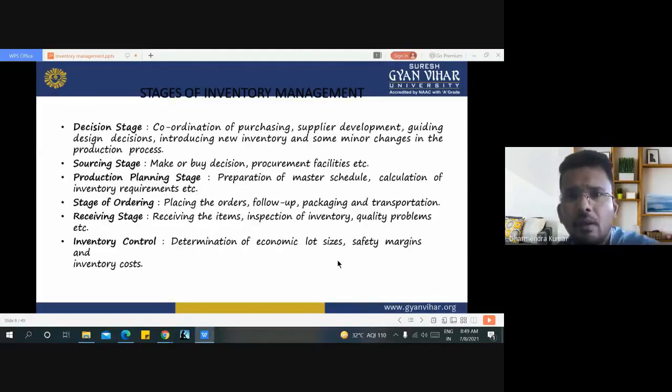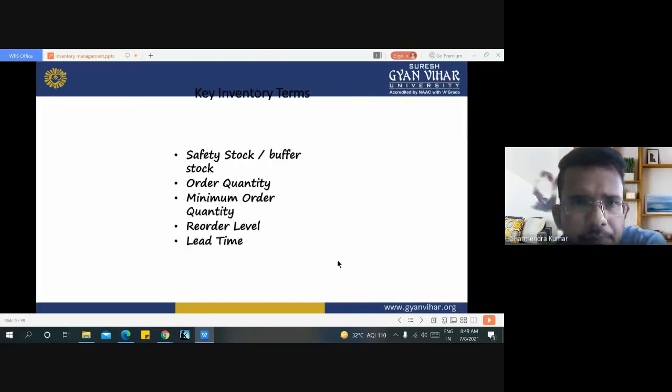Hello, everyone. In the previous chapter of inventory management, or previous video lecture, we discussed the various stages of inventory management, raw material inventory management like the decision stage, sourcing stage, production planning stage, the stage of ordering, and the receiving stage. And the last one is inventory control. In this chapter we will discuss various inventory terms like safety stock, buffer stock, order quantity, minimum order quantity, reorder level, and the lead time.